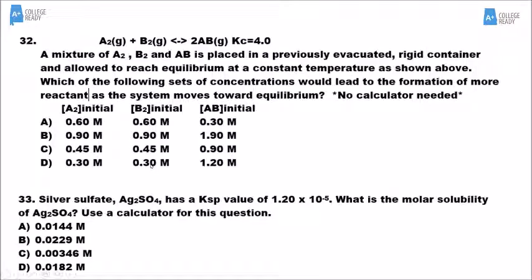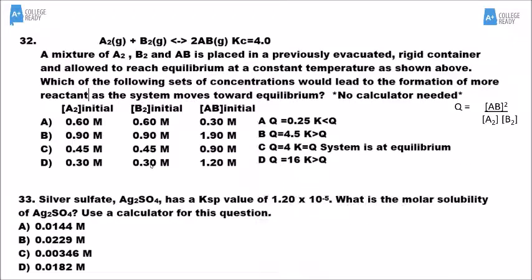Number 32 is just a Q versus K. So the first thing we need to find is the value of Q for each one of these choices. And so we write the Q expression. Then we just need to plug each answer choice, A through D, into the Q expression and calculate those numbers. This is how you would do the first one: 0.3 squared over 0.6 times 0.6. When you do it for each one, A through D, you get these answer choices.